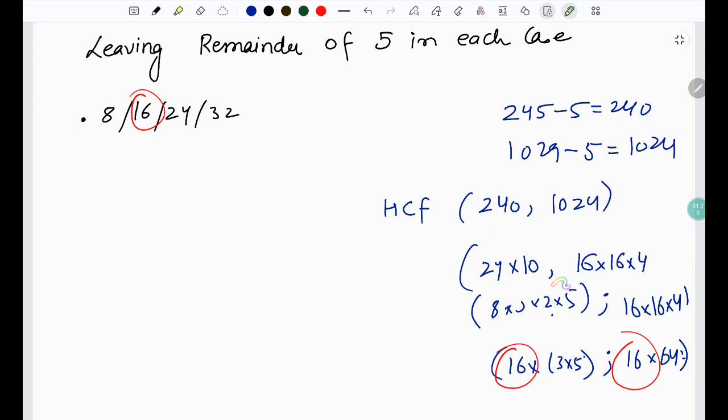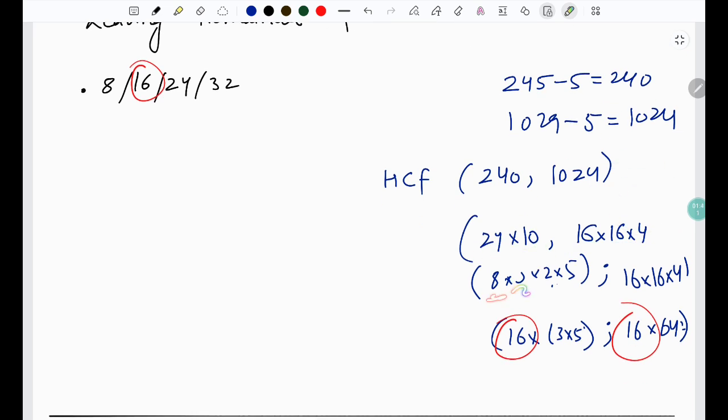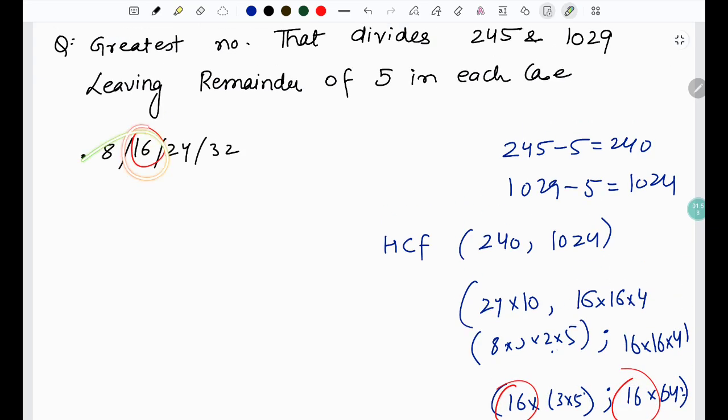We will try to simplify these numbers, which can be written as 24 times 10 and 16 times 64. 1024 is also a perfect square of 32. So 8 times 3 is 24, times 2 times 5, and 16 times 16 into 4. Clearly the common number between these two is 16. This is 16 times 15 and this is 16 times 64. Therefore the highest common factor becomes 16 and the correct answer would be 16.